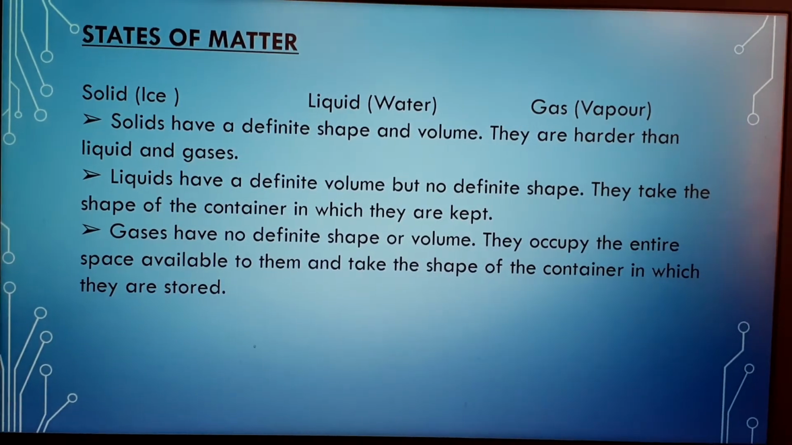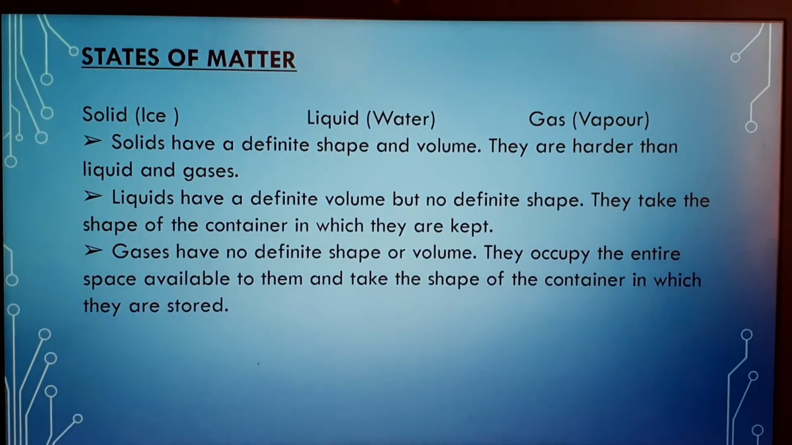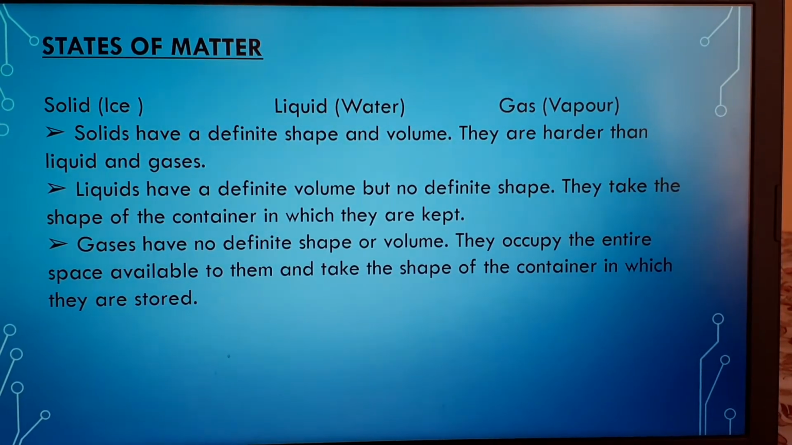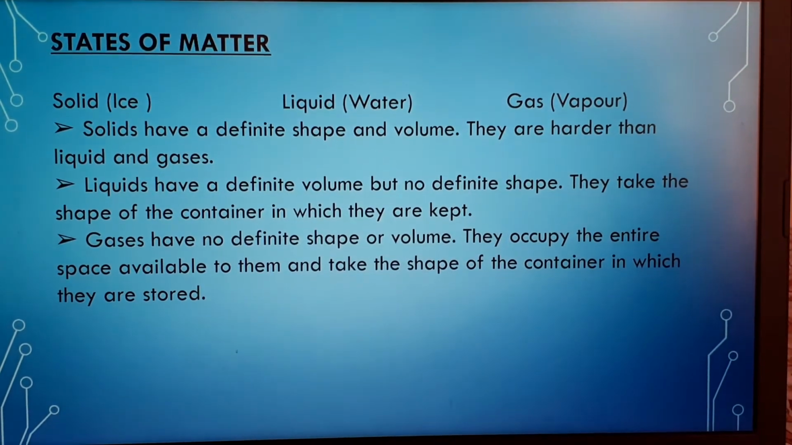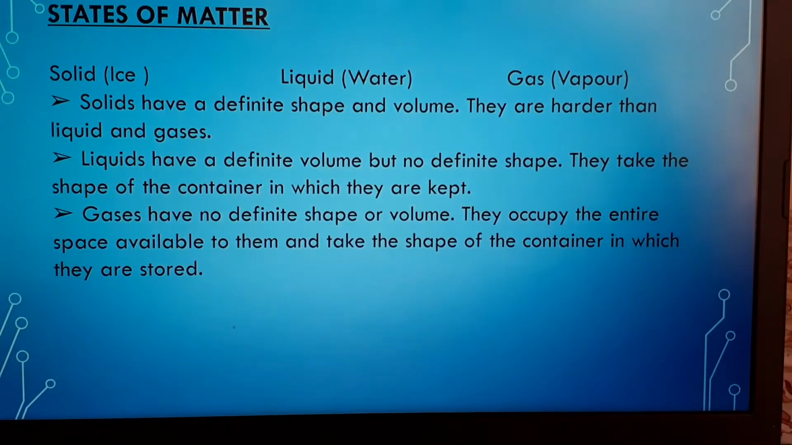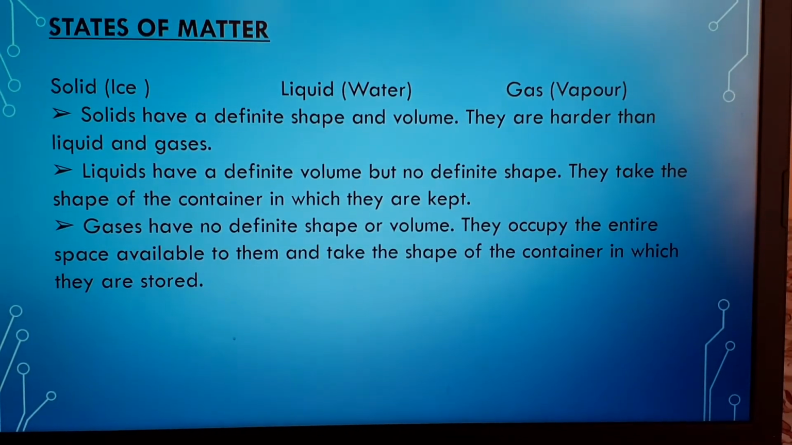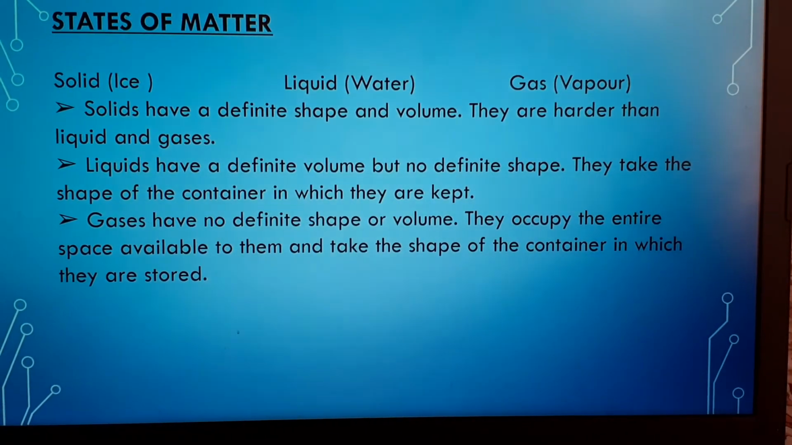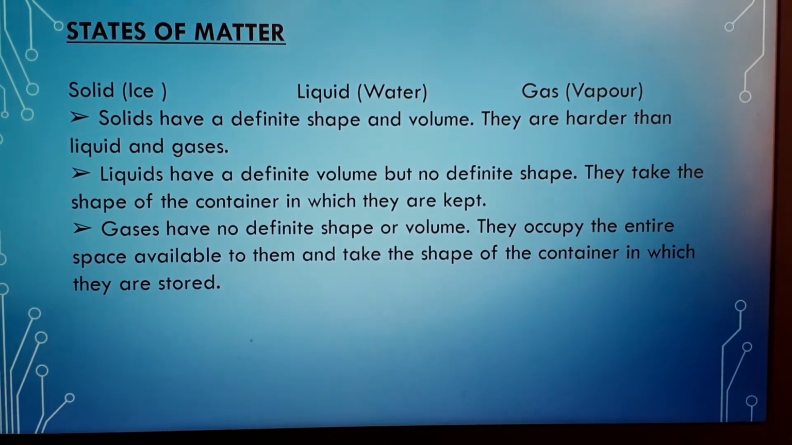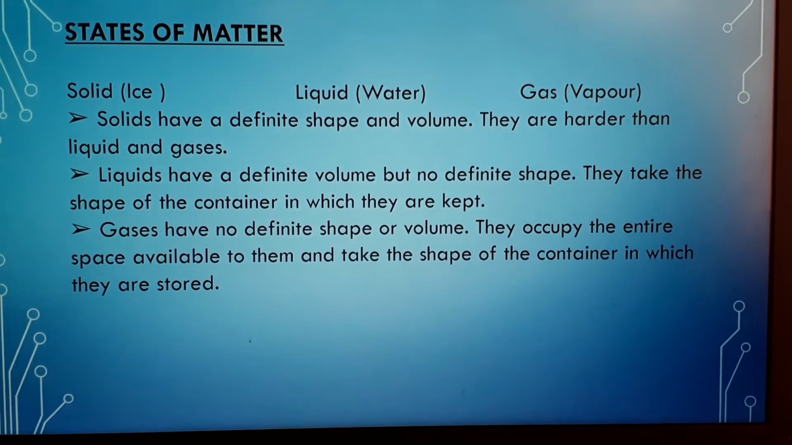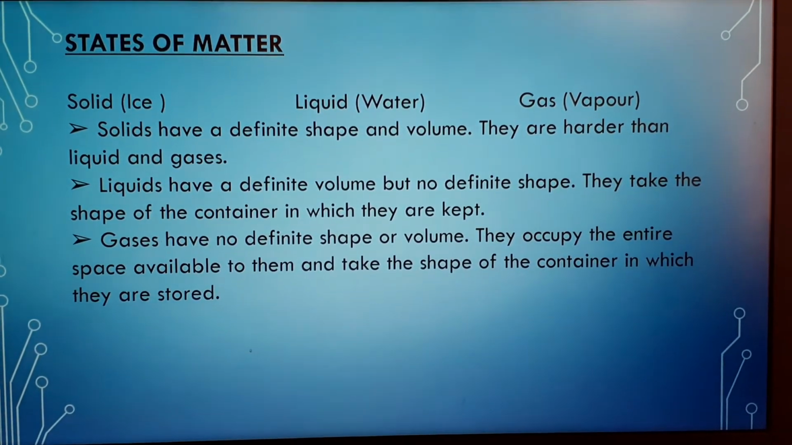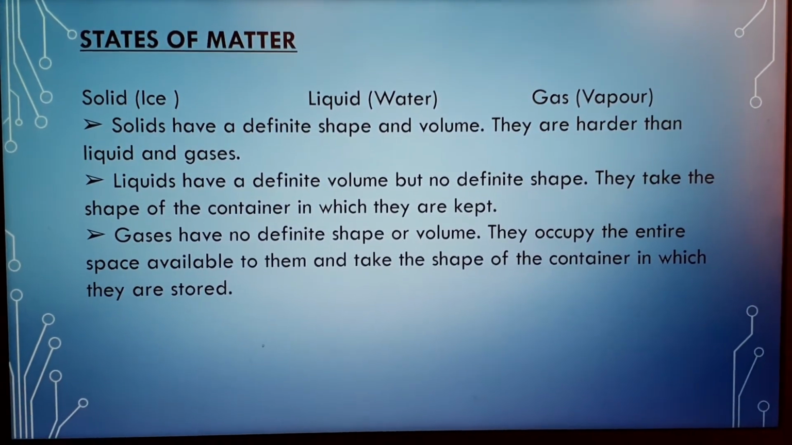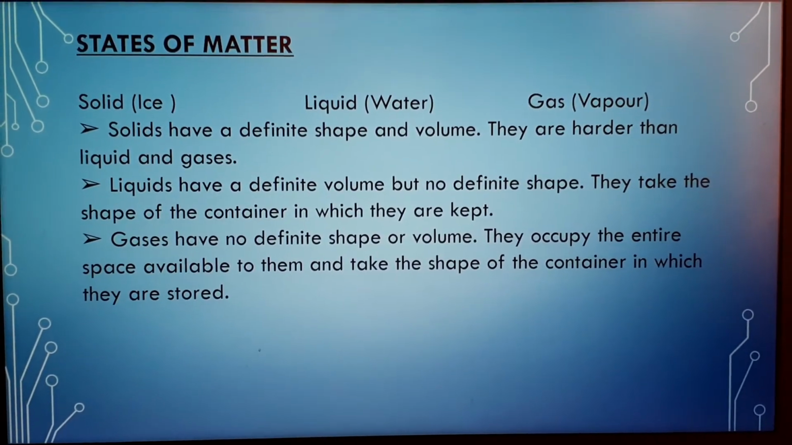Gases have no definite shape or volume. They occupy the entire space available to them and take the shape of the container in which they are stored. For example, I take a perfume bottle and press it, and the whole room gets the fragrance. How do we get it? Because it has molecules, it mixes with the air around the room and takes the whole room, it takes the volume. That is why we say it doesn't have any shape or volume.